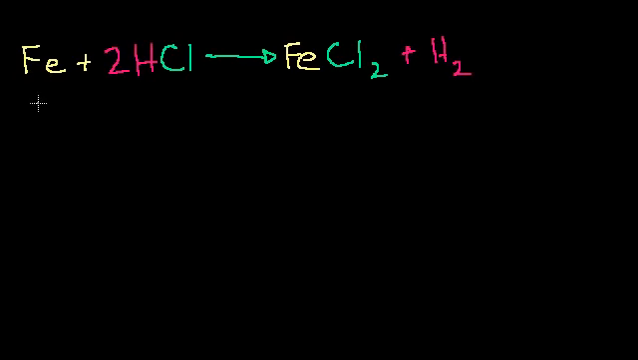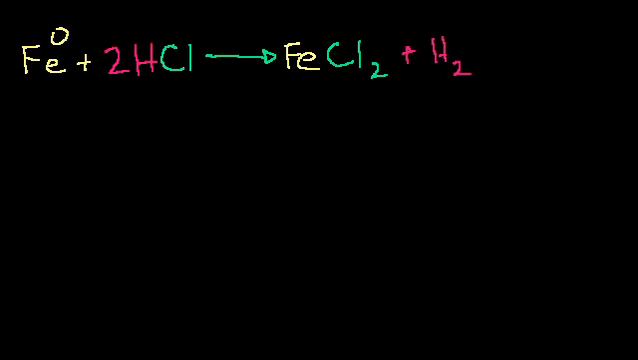So here I have iron plus some hydrochloric acid. Let's say this is in an aqueous solution. And you end up with iron 2 chloride plus some hydrogen. So let's do some oxidation numbers. And I'll do it fast this time. Iron is just by itself. It's got a 0 oxidation state.